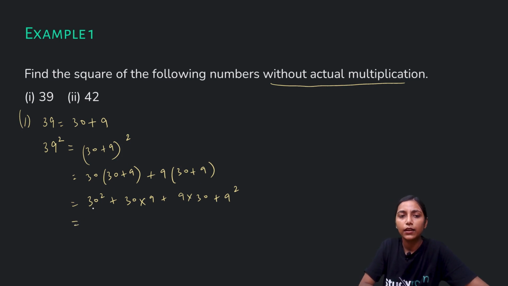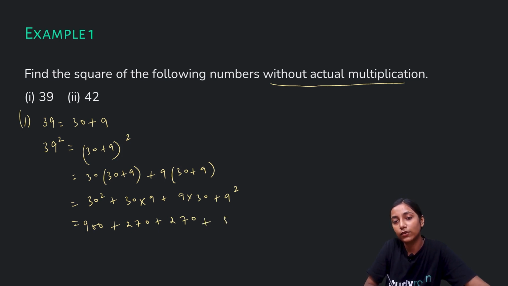Now the squares of 30 and 9 are easy to find. 30 square will be 3 3 is 9 and 1 0 will become 2 0, so 900. This is 270, this is again 270, just the same number, interchanged positions, and 9 square we know is 81. We can easily add these four numbers, 900 with 270 and 81.